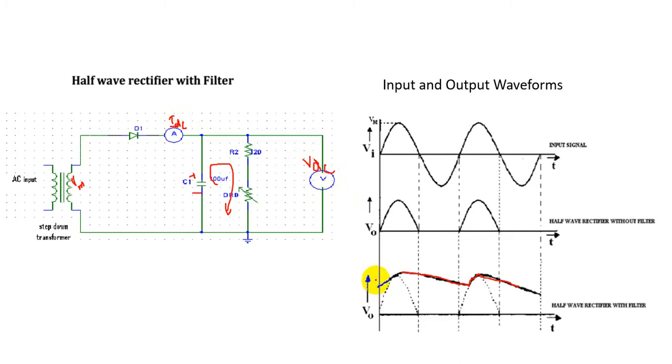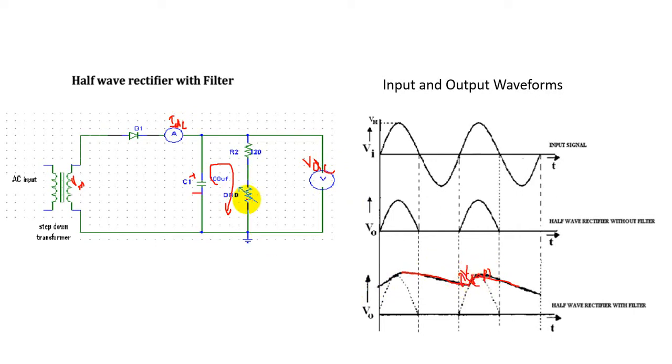Then note down the peak to peak ripple voltage. Peak to peak ripple is nothing but the difference between the minimum and the maximum voltage. This will give you the peak to peak ripple value. So this we have to note down for various resistance values.